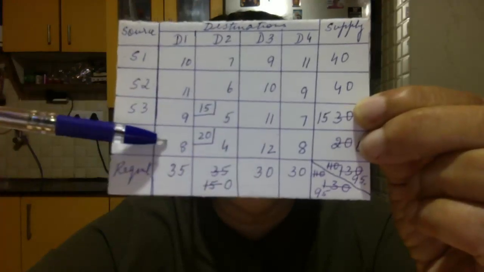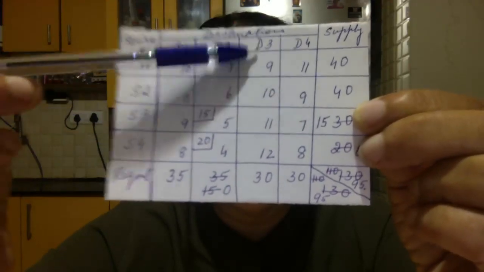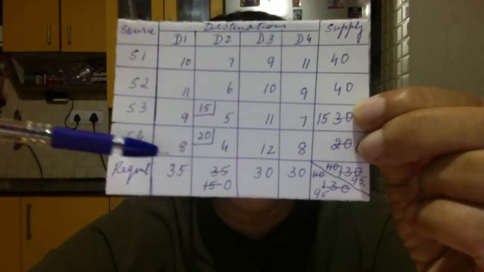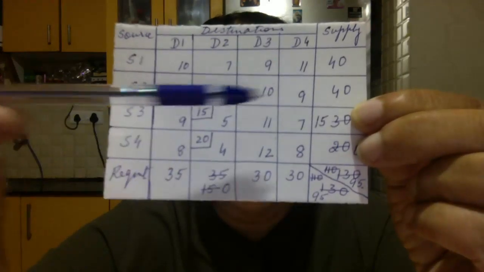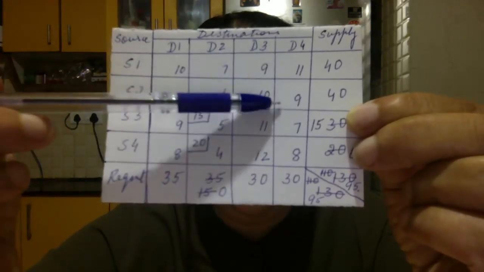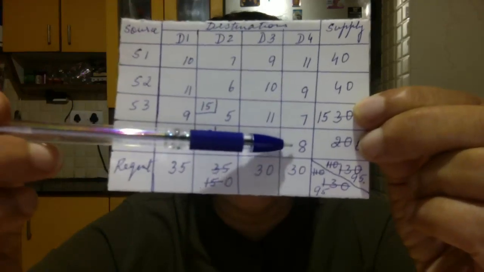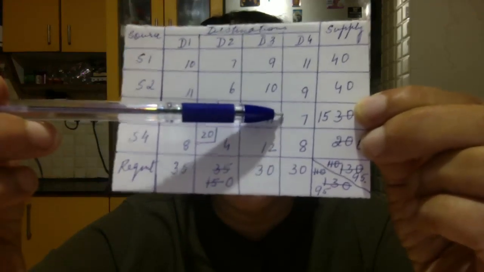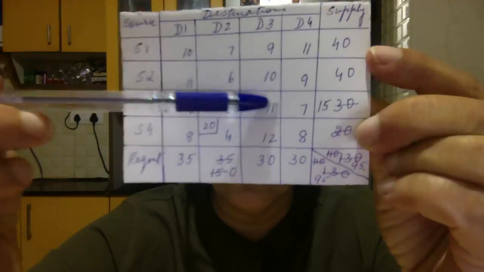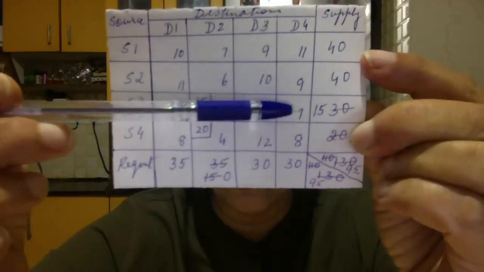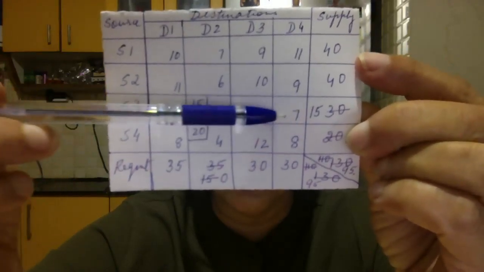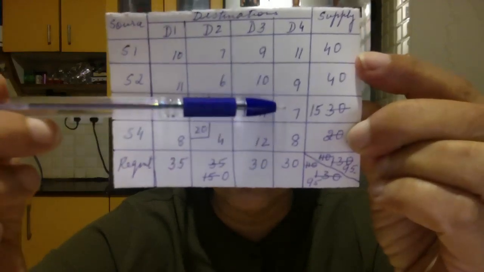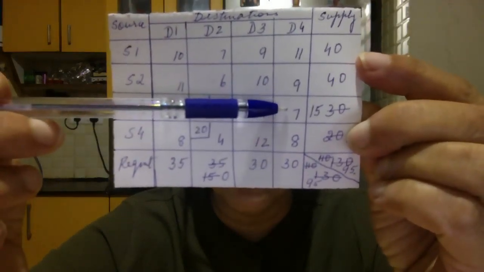Here 9 is the least. So still we have 8 as the least. In this column, the least is 9, but already we have lesser than that, 8. So we come to this column, 11, 9, 7, 8. We have an 8, we have a 7. 7 is the least, isn't it? So we have to allocate to 7. How much? There is a supply of 15 and a requirement of 30. So S3D4 will get 15 units. And let us do that. That is S3D4 gets 15 units.